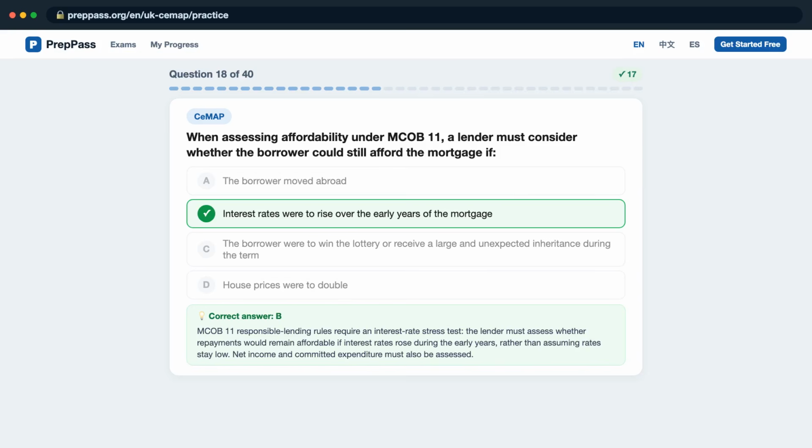The correct answer is B. MCOB 11 responsible lending rules require an interest rate stress test. The lender must assess whether repayments would remain affordable if interest rates rose during the early years, rather than assuming rates stay low. Net income and committed expenditure must also be assessed.